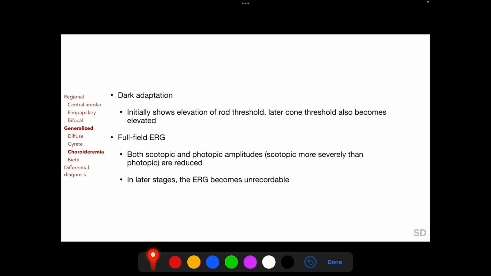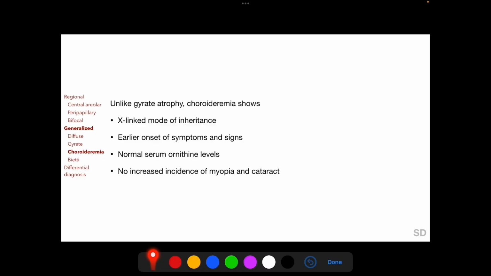Dark adaptation testing initially shows elevation of rod threshold, but later cone threshold also becomes elevated, and full-field ERG shows attenuation of both scotopic and photopic amplitudes, with scotopic amplitudes being affected more severely than photopic amplitudes, and in later stages of choroideremia, the ERG becomes unrecordable. So if we compare gyrate atrophy with choroideremia, choroideremia shows X-linked mode of inheritance, earlier onset of symptoms and signs, normal serum ornithine levels, but no increased incidence of myopia and cataract.